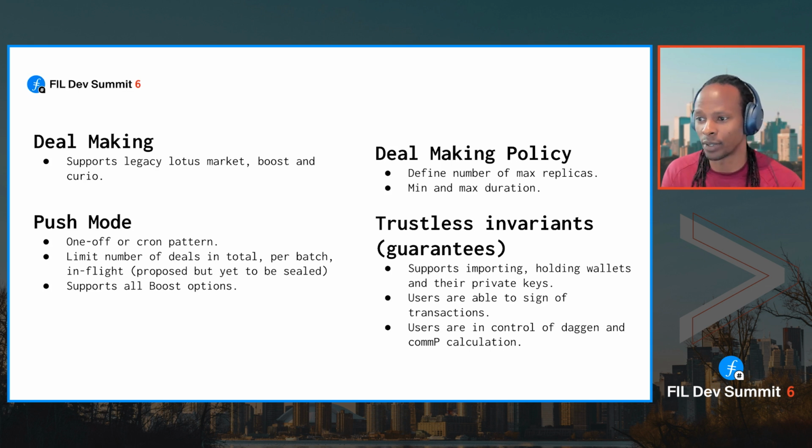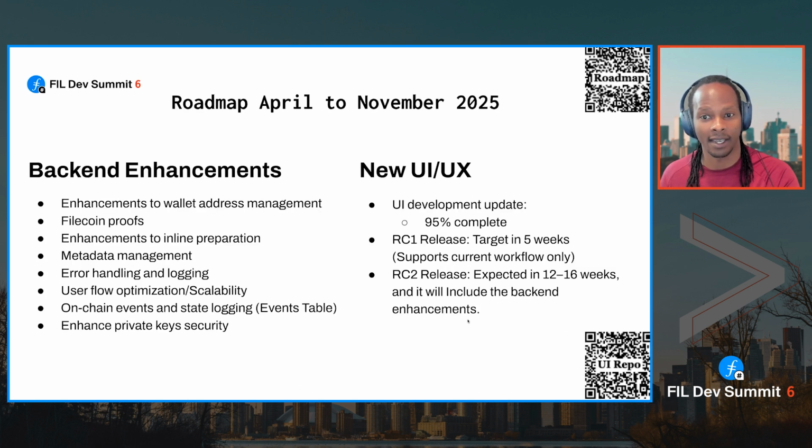So why is this important? This is important because in a decentralized space, you should have these guarantees. Without these two guarantees, without the guarantee that the data you handed over is what eventually gets sealed, so the DAG generation and the CommP calculation, and without you signing off transactions, then you're just back to Web2 offerings like S3.